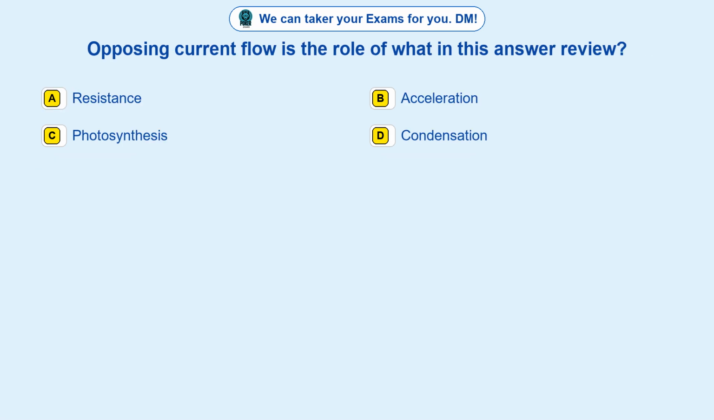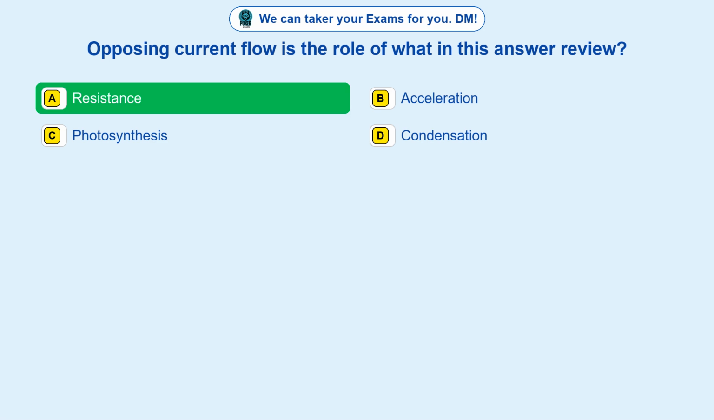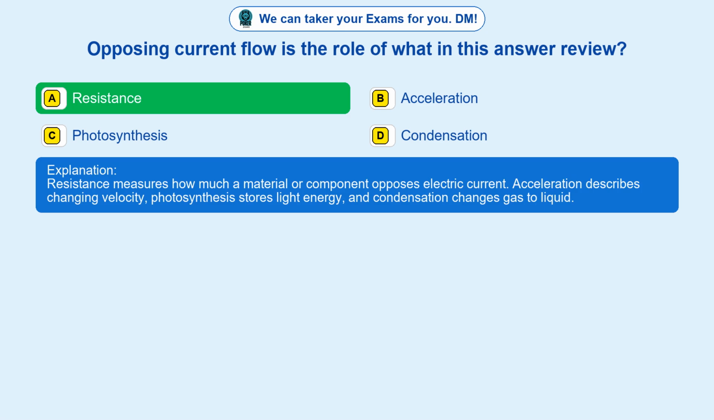Question 71. Opposing current flow is the role of what in this answer review? Option A, resistance. Option B, acceleration. Option C, photosynthesis. Option D, condensation. The correct answer is option A. Resistance. Resistance measures how much a material or component opposes electric current. Acceleration describes changing velocity, photosynthesis stores light energy, and condensation changes gas to liquid.